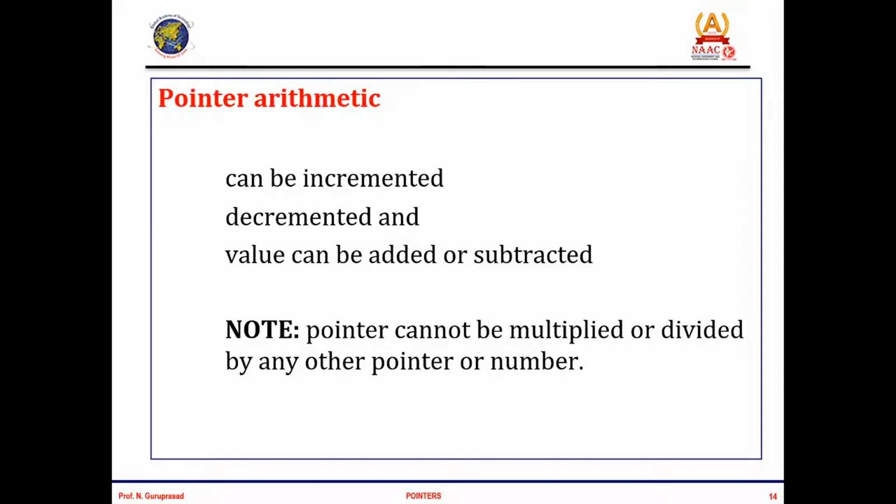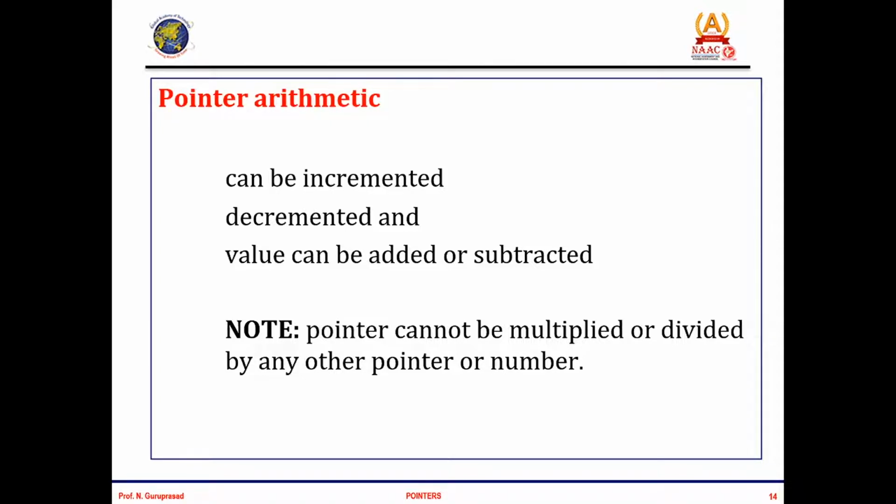That means the pointers can be incremented, decremented, and a value can be added or subtracted in order to modify the contents of the pointer variables. But remember, a pointer cannot be multiplied or divided by any other pointer or a number. So you have to keep this in mind as a C programmer, that in the case of pointers, only addition and subtraction is permitted. On the other hand, multiplication and division is not possible in the case of pointers.